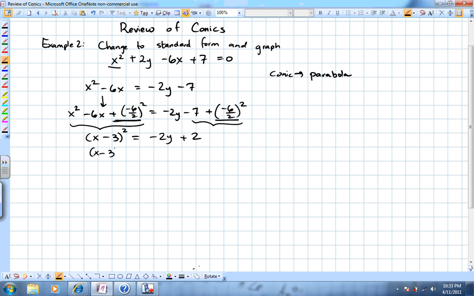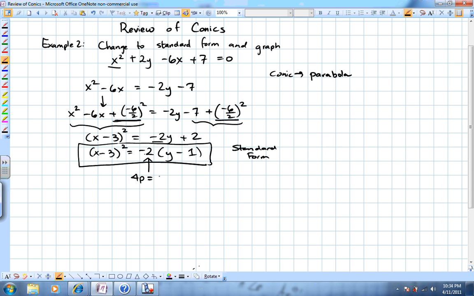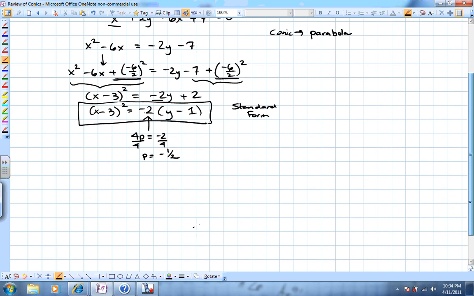Last step for standard form is going to be to factor out the coefficient in front of this term out here. So negative 2 times y minus 1, because negative 2 times negative 1 has to yield that positive 2. Now, this right here is in standard form for the parabola. Recall that in standard form, in front here, I had that this was equal to 4p. So let's say 4p equal to negative 2. Let's divide by 4, so that we get that p is going to equal negative 1/2. It's going to be useful when we start sketching this.